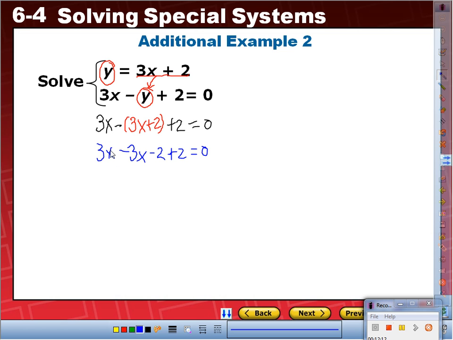From there, let's simplify. Can we combine like terms? Yes, 3x minus 3x, they cancel. Negative 2 plus 2, they cancel. So we're left with 0 equals 0. So think about it. Aren't these identical?